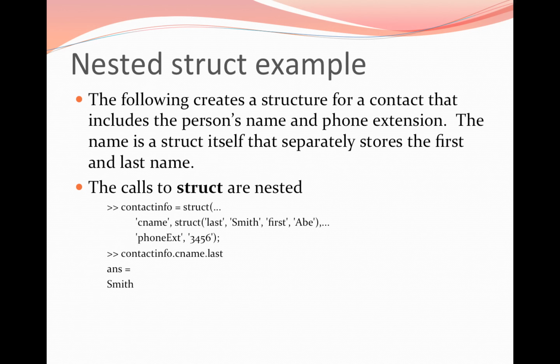For example, the following creates a structure for a contact that includes two things: the person's name and the phone extension. The name is itself a structure that has two separate fields for the first name and the last name. So when we create our contactinfo variable, we use the struct function, and we have the two fields on separate lines to make it easier to see. So for contactinfo, we have two fields, cname for the contact name and phoneext for the phone extension. The contact name is a structure itself that consists of two fields, last and first.